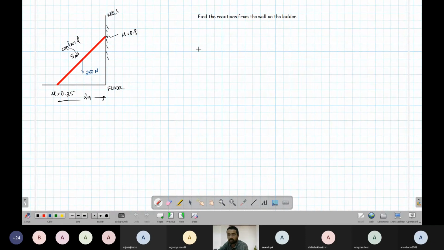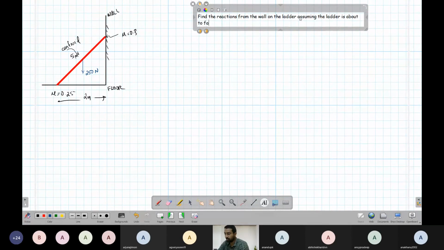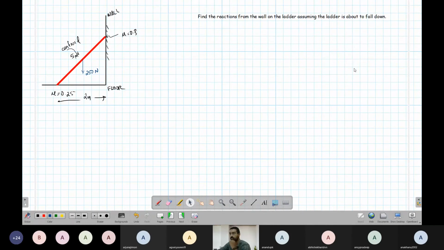So what you will do is find the reaction at the wall and the ladder. Assuming the ladder is about to fall down. Right. Now, how do you do that? First we will draw a free body diagram. A free body diagram is something I take these forces also, easy for me.